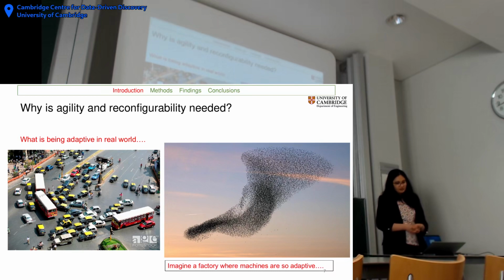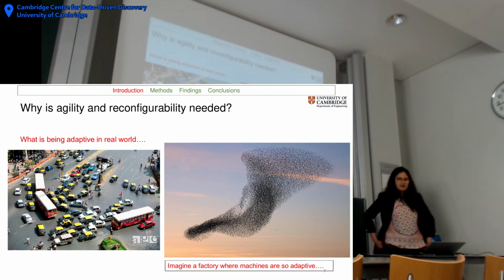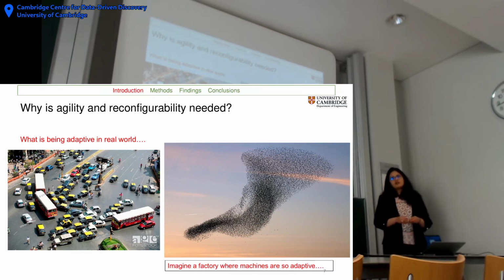Although this traffic might look very chaotic, accidents might not always occur. That's also because the drivers of these vehicles are communicating and coordinating with each other. In computer science, these kinds of principles are very common in distributed artificial intelligence systems. They're also called multi-agents. In the manufacturing field also, we have these concepts, which are called holonic manufacturing systems.